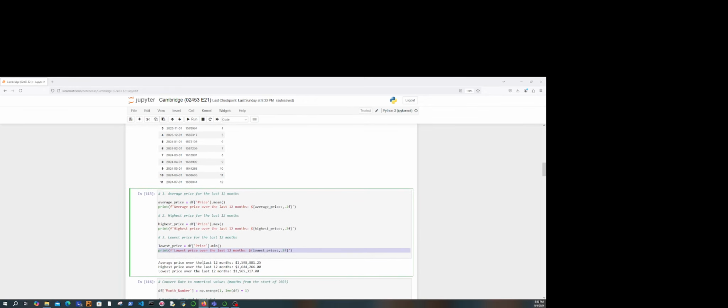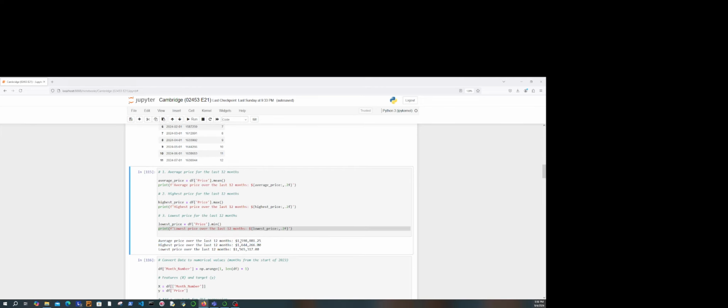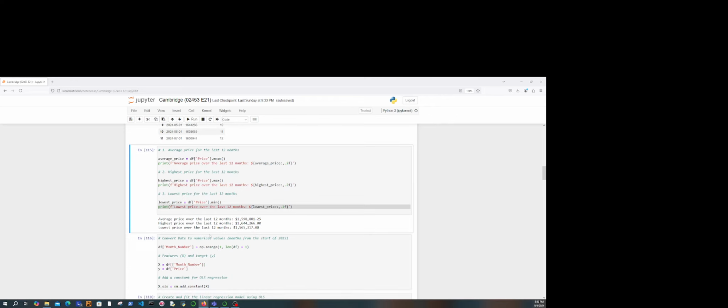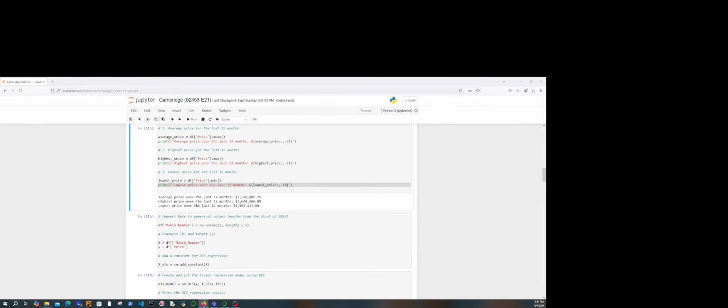So running that function, what we're able to compute is over the last 12 months, the average single family home in Cambridge, Massachusetts was 1.5 million. The highest over the last 12 months was 1.64 million, and the lowest was 1.56 million. Now, what I'm going to do is apply the linear regression model.